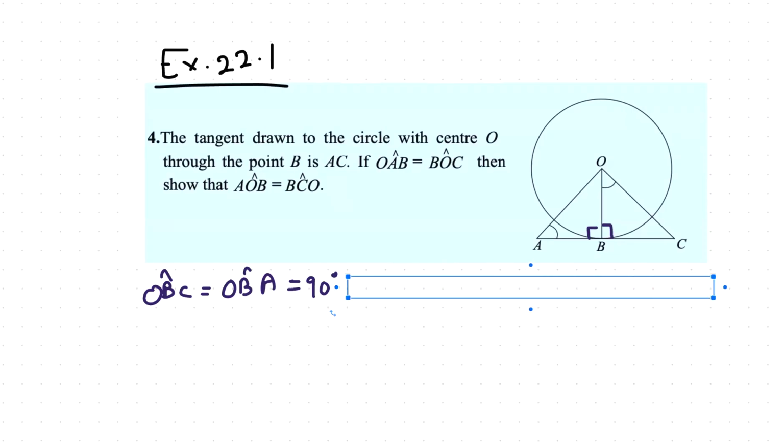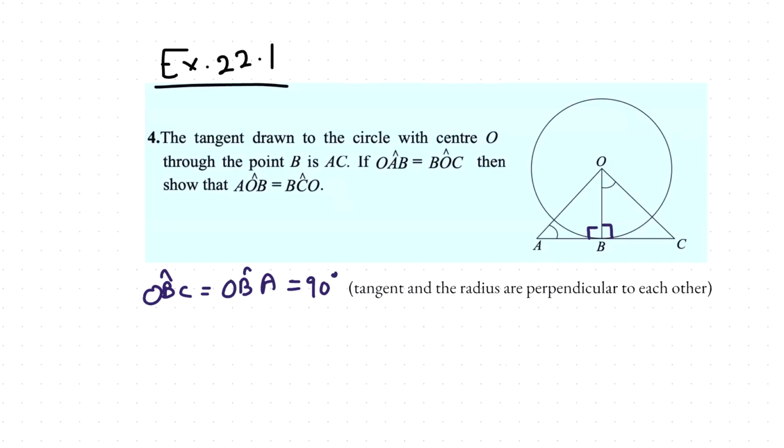Now what are they asking us? AOB and BCO are equal. Those are marked. We need to show AOB and BCO are equal. For the two equal angles, I put a letter x. Let's say this is x, this is also x. I write OAB equals BOC equals x.